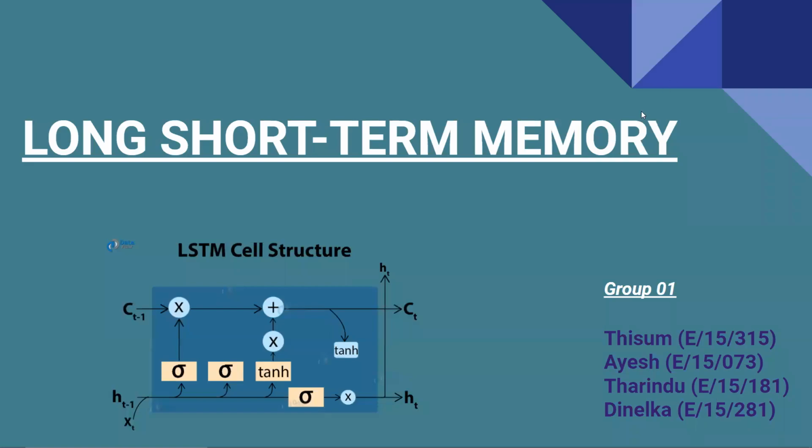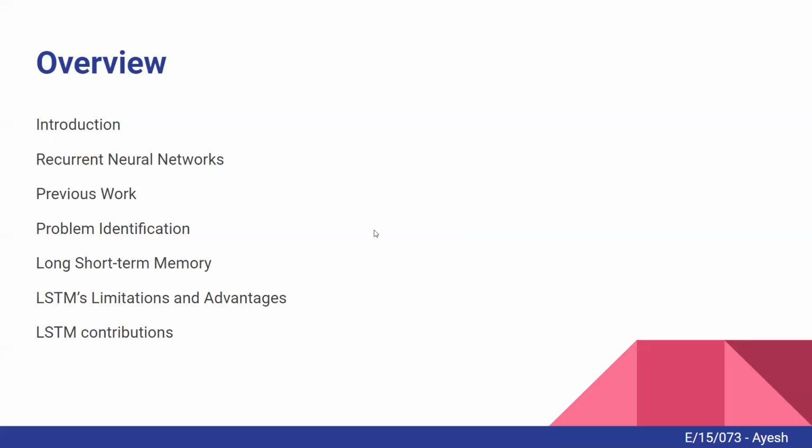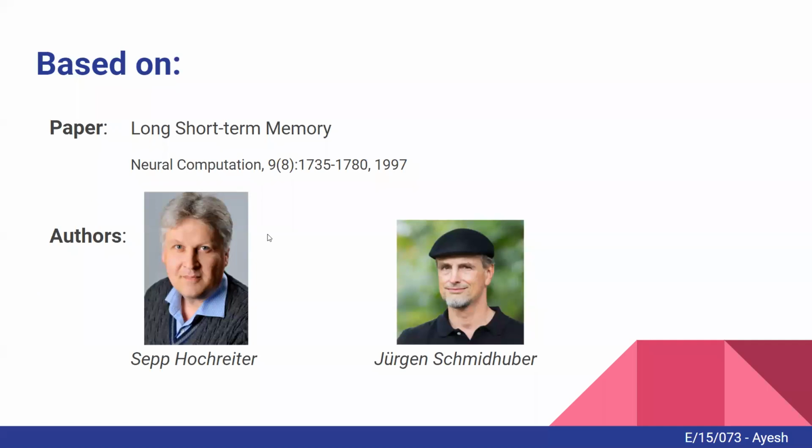Okay, today we are going to explain our reading group presentation about long short-term memory. Our team members are Tisum, Ayesh, Tarindu and Dinaka. This topic is based on a research paper published in 1997 in Neural Computation. Sepp Hochreiter and Jürgen Schmidhuber are the authors of this research paper.